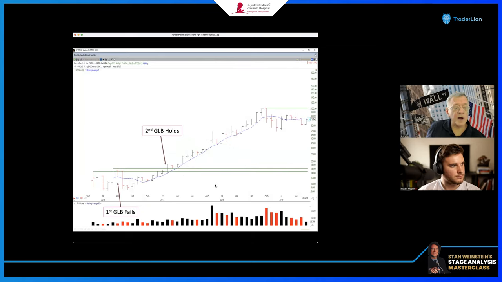All right, I want to show you Square, which is now Block. It had a green line breakout, it failed. Here's the IPO. Here's your green line breakout. Wham. Look at it, from 16 to 100. This is a monthly chart. Now it has formed the green line top.